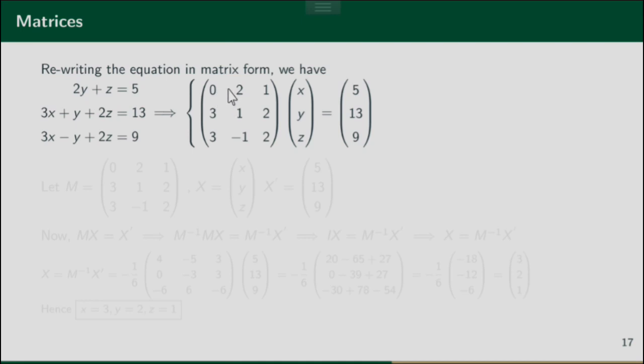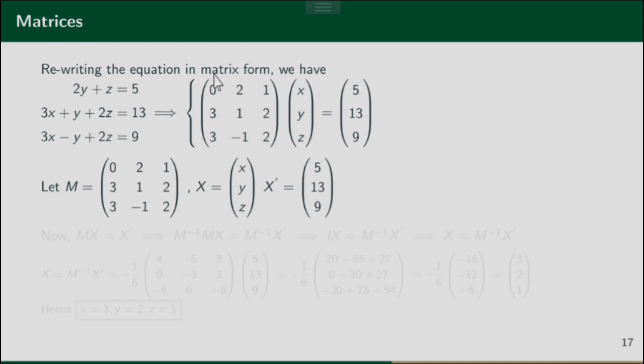The elements of this matrix will be the coefficients of x, y, and z in that order. The coefficient of x in the first equation is 0, the coefficient of y is 2, the coefficient of z is 1. Coefficient of x is 3, coefficient of y is 1, coefficient of z is 2. Coefficient of x is 3, coefficient of y is negative 1, coefficient of z is 2. Then I multiply by x, y, z because that is the order in which the terms appear in all the equations. And I equate it to the matrix formed by their results, 5, 13, and 9.